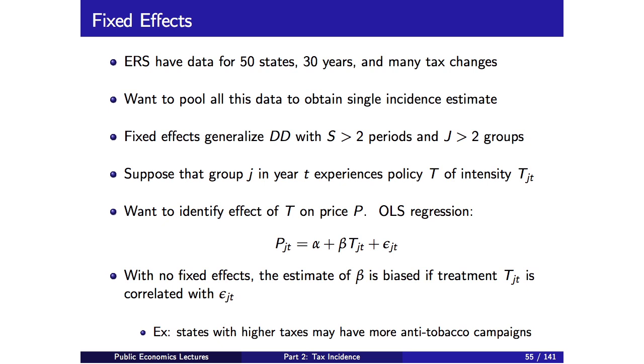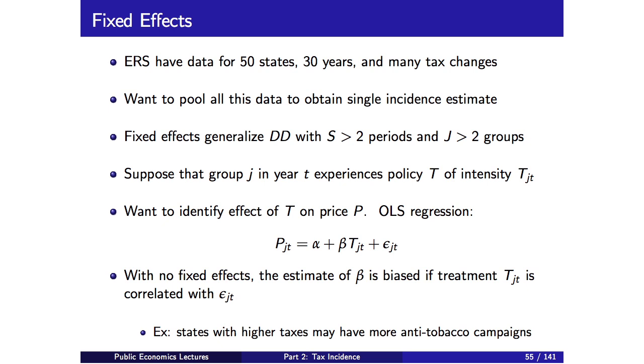So we want to identify the effect of T on the price P, right? That's the incidence question. So we think about running an OLS regression of prices on taxes to estimate the incidence parameter beta. Now, with no fixed effects, that estimate of beta is going to be biased if the treatment is correlated with the error term. So that's exactly the problem we were talking about at the beginning, where if you have no research design, you don't know what's driving that variation in tax rates. It could be correlated with all kinds of things.